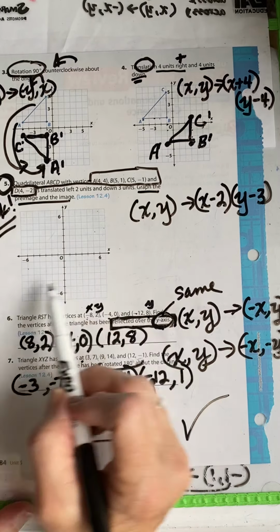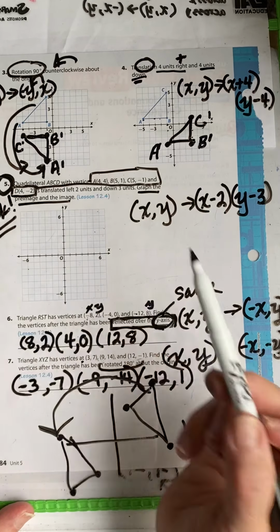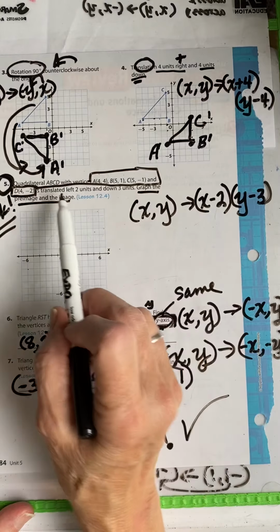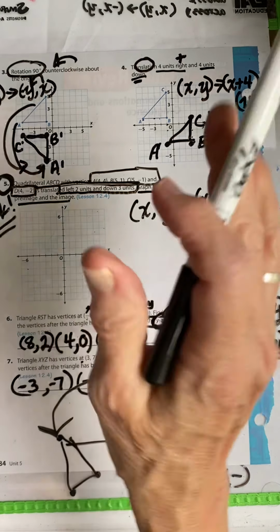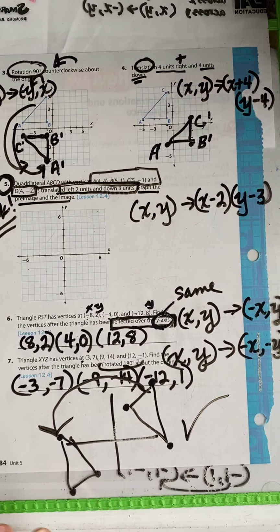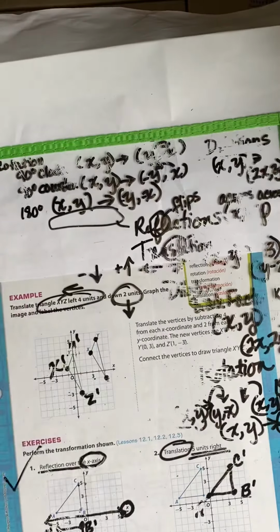Here it is. Here is your homework. Do these 4 points and then translate them 2 to the left, 3 units down. Take a picture, turn it in, and submit.